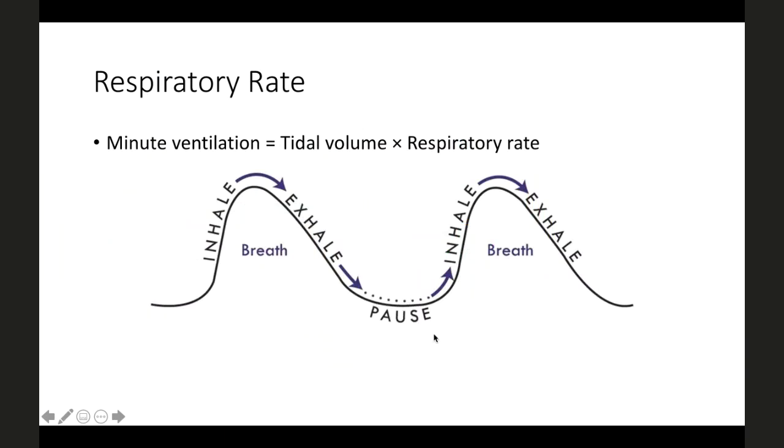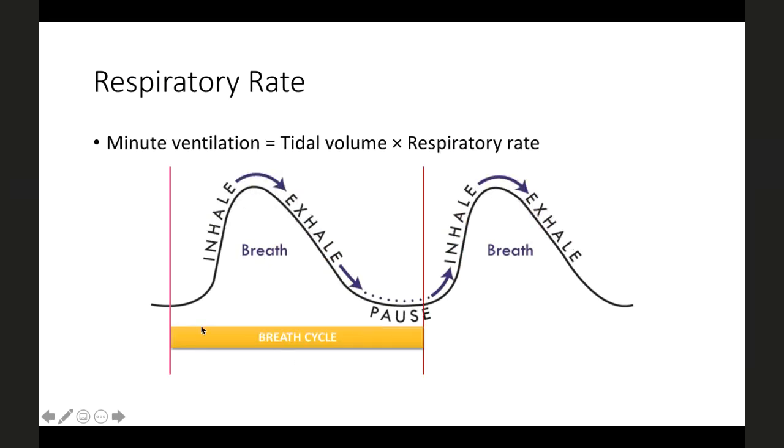Now we concentrate on respiratory rate. Initially, I asked you to take a good breath. So what happens during a breath is, first you inhale, then exhale, there will be a pause, and again inhale, exhale, right? So what constitutes one breath cycle is from the beginning of inspiration to the beginning of the next inspiration. That is one breath cycle. Okay. So concentrate on this diagram.